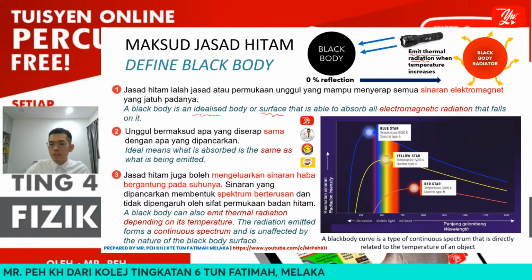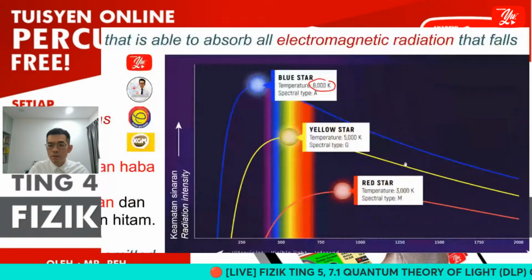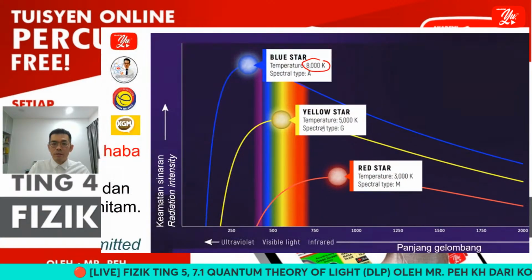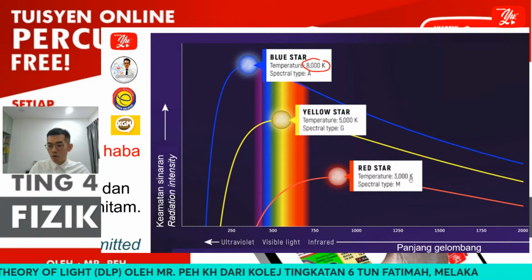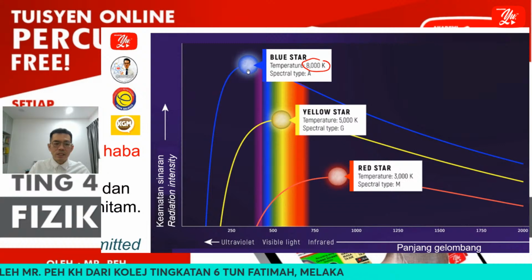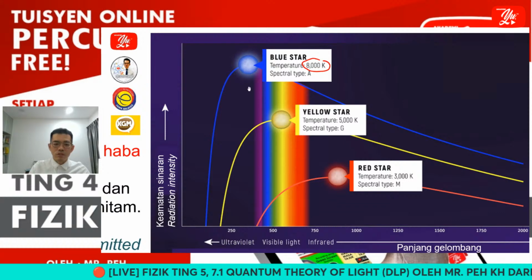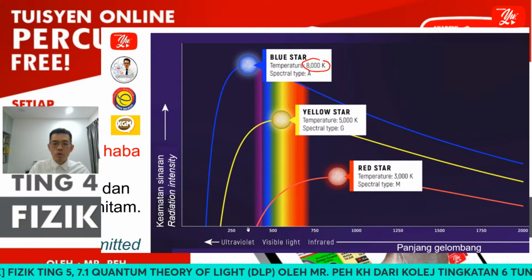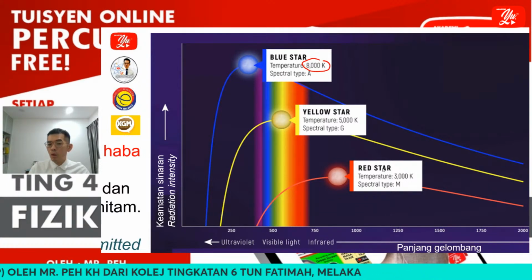Okay, so in comparison with these three different stars, the blue star has the highest body temperature, which is about 8,000 K, while the lowest will be the red star, with a surface temperature of 3,000 Kelvin. So the maximum intensity emitted by the blue star is brighter, and you can see the maximum intensity is at a wavelength which is shorter compared to the red star, which has the lower temperature.